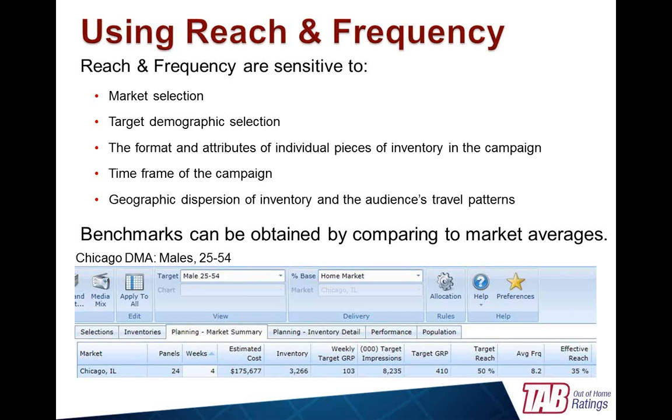So that's a lot of factors. There's a lot of different answers to the question, what's good reach, what's good frequency, and it also depends on the client's goals as well. I can tell you though that there are good ways to go about finding benchmarks, and one of them is by comparing a schedule's delivery to that of the market average. As I mentioned before, there are tools that allow you to do that for you.